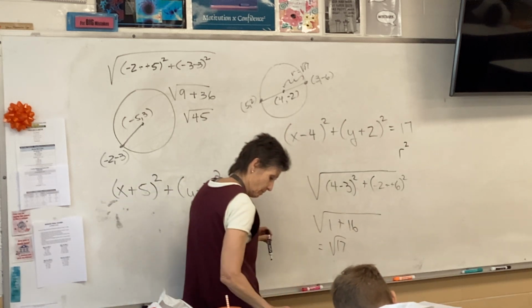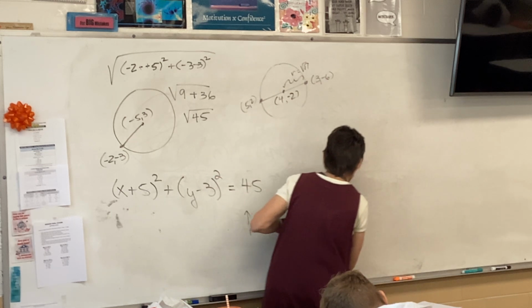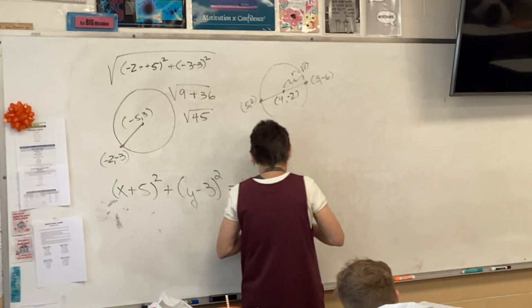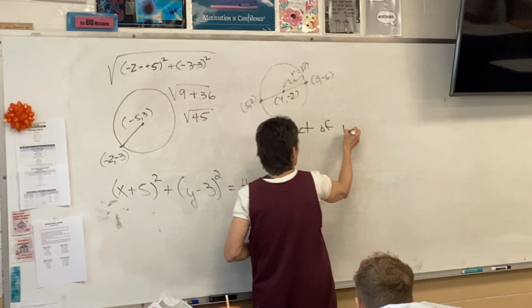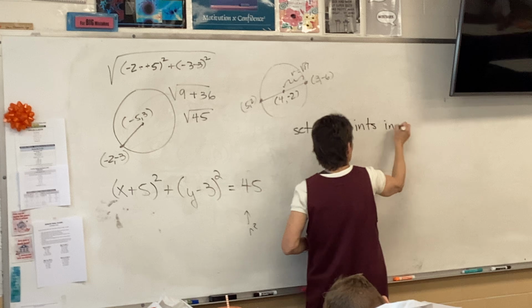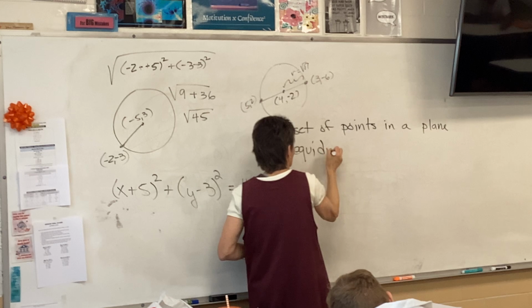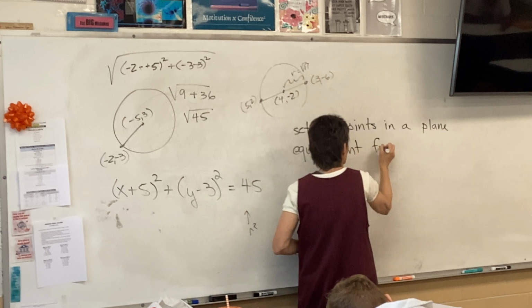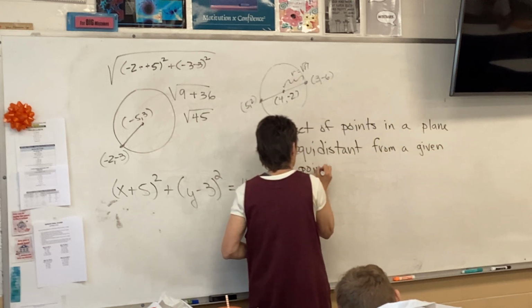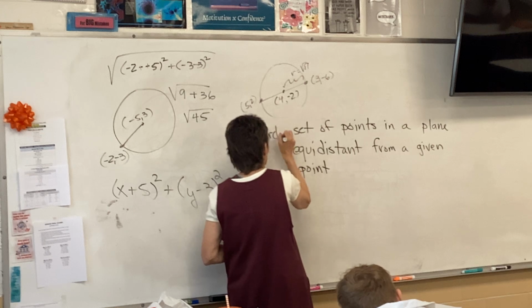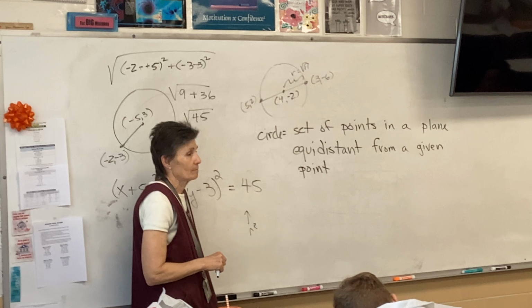So a circle, and then I'm going to give you the parabola definition too. So a circle, by definition, is the set of points in a plane equidistant from a given point. This is a circle. Set of points in a plane equidistant from a given point.